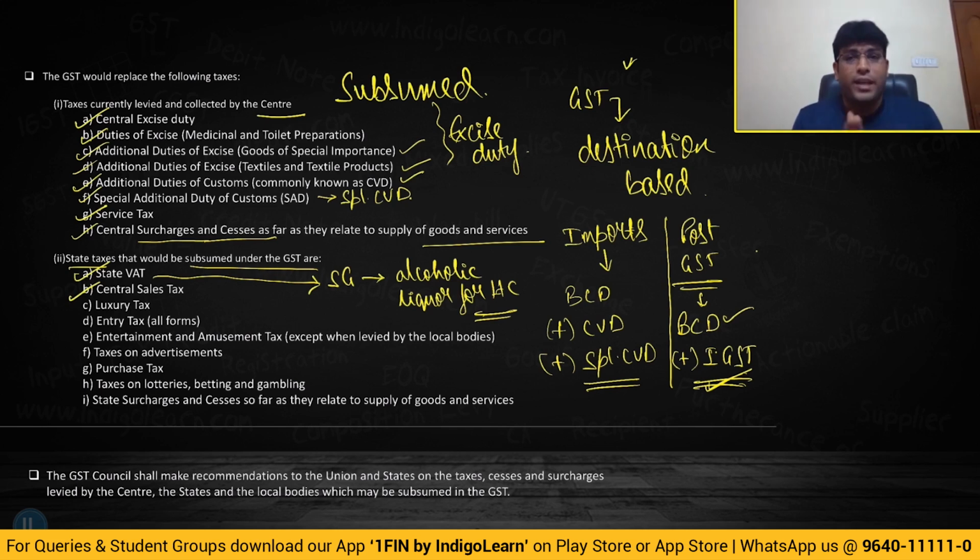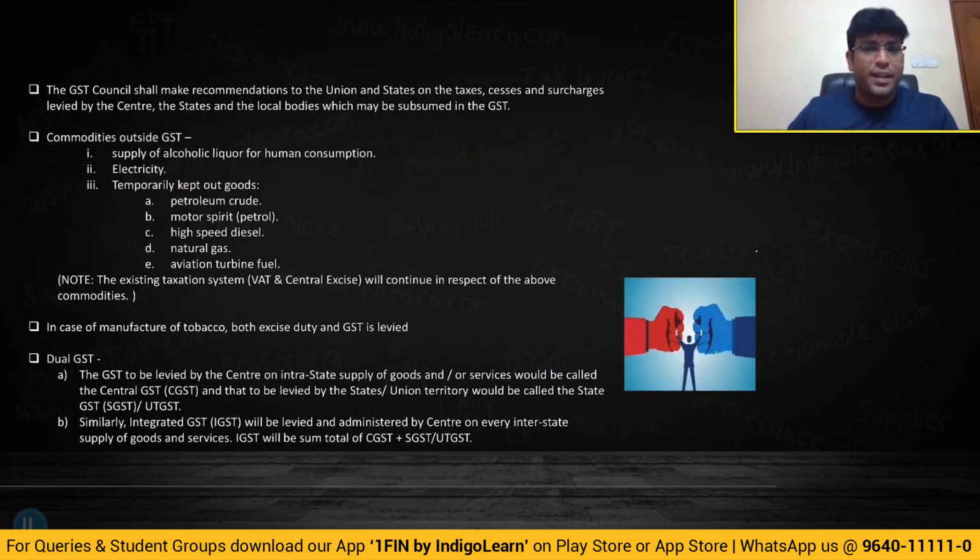The 5 petroleum products are petroleum crude, high-speed diesel, and so on. I actually gave it somewhere. See the next page, guys. Commodities outside GST. See the next slide. First, alcoholic liquor for human consumption. Chaitanya, you can see that. Electricity. Next, temporarily kept outside GST. What is that? Petroleum crude. Then petrol. A student is asking, you wrote petrol again? Friend, the first one is petroleum crude, the second one is motor spirit, the third one is high-speed diesel.